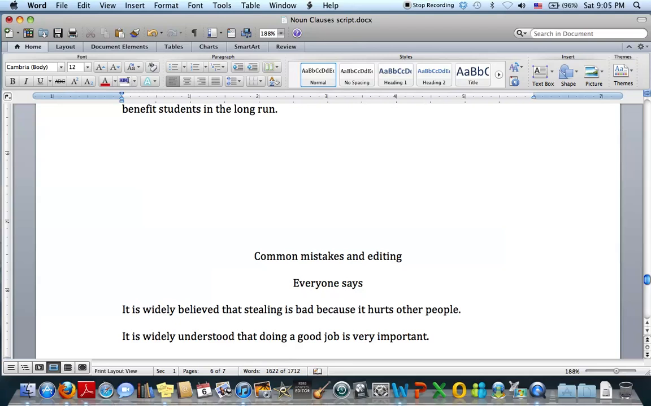This is a very common one. Remember, try to avoid saying "we all know," "everybody knows," "as we all know." Instead, we can use this type of construction. All right, let's take a look at a few more.